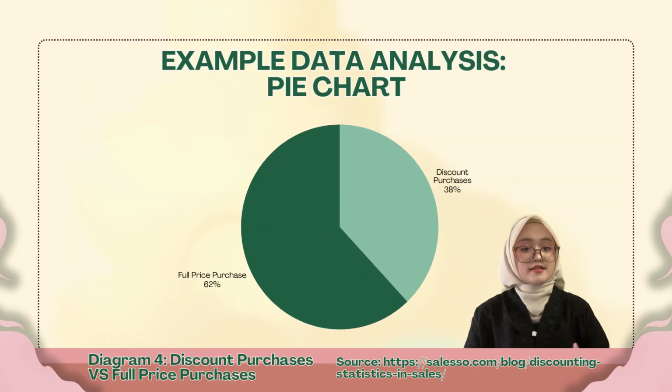This slide shows an example of data analysis using a pie chart. The chart compares two types of online shopping behavior, which are discount purchases and full price purchases. From the pie chart, we can see that 62% of consumers prefer buying items at full price, while 38% prefer purchasing items during discounts. This means that the majority of online shoppers are still willing to buy products at full price, even though the discounts are available.